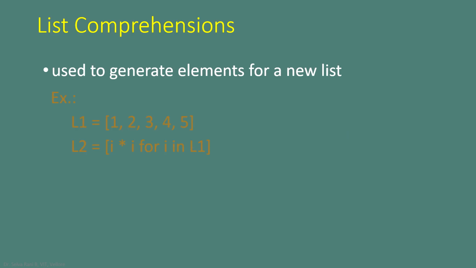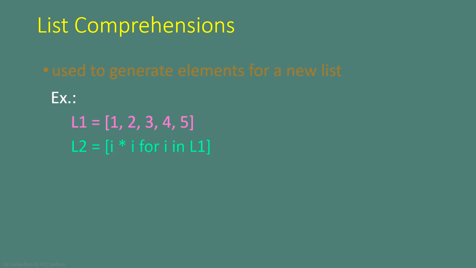A very important concept in lists is list comprehensions. List comprehension is the technique which is used to generate elements for a new list in an easier way. Let's see an example. Let L1 = [1, 2, 3, 4, 5]. And if we want another list L2 where we need to have the squares of all the elements from L1, it is very easy to use the technique of list comprehension to generate the same. So L2 is going to be i * i. That is 1 * 1, 2 * 2, 3 * 3, 4 * 4 and 5 * 5.